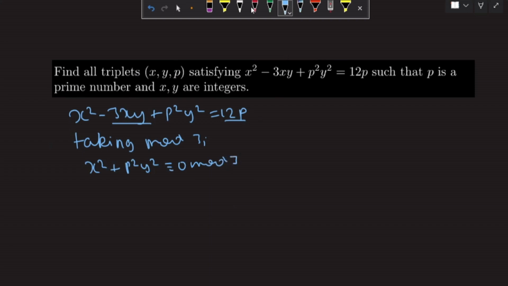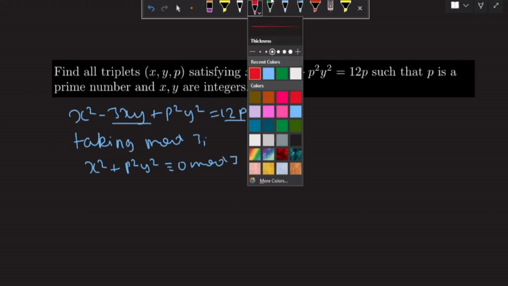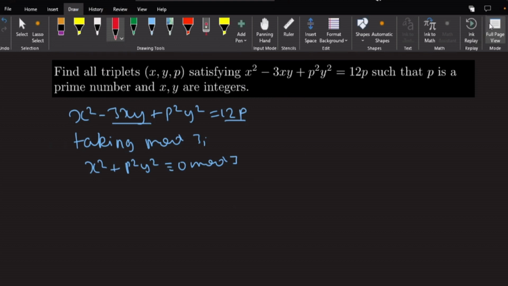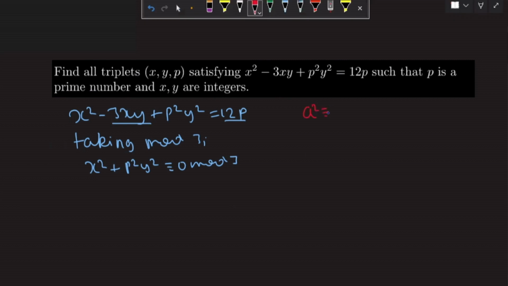Now I will write a statement and prove it by taking only examples. The thing is, a square is 0 or 1 mod 3. Why? You take a as 0, it becomes 0 mod 3. A as 1, 1 mod 3. You take a as 2, 4, and 4 is 1 mod 3. You take a equal to 7, 49, and 49 is 1 mod 3. You take 11, 11 square is 121, which is 1 mod 3, and so on.